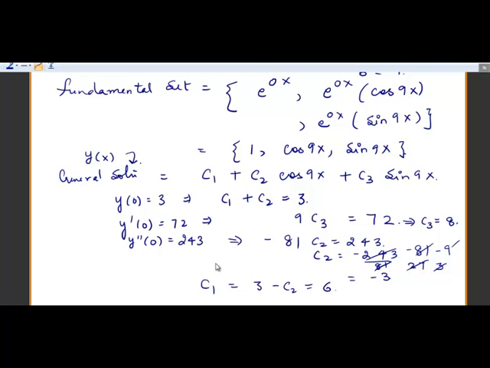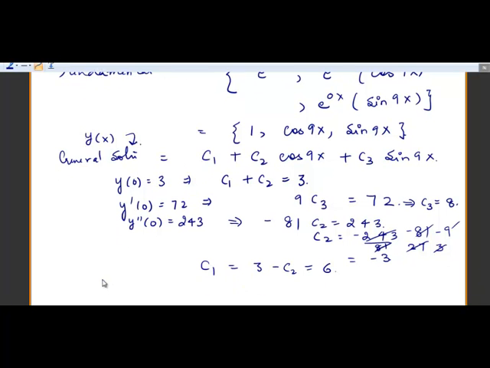So your C1, C2, C3 you already have. Now you plug back into your general solution to get a unique solution. So you get 6 plus C2 has a negative sign, so this is negative 3 cosine 9x, and then you have 8 sine 9x.